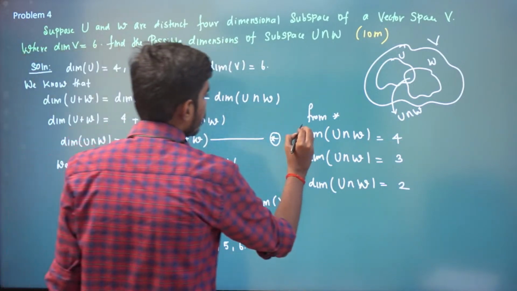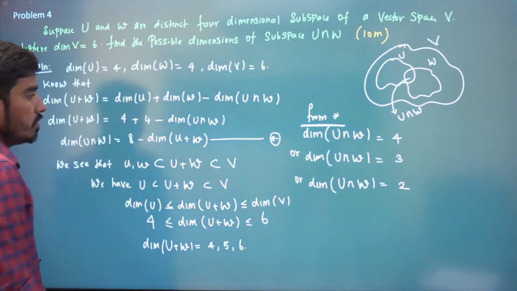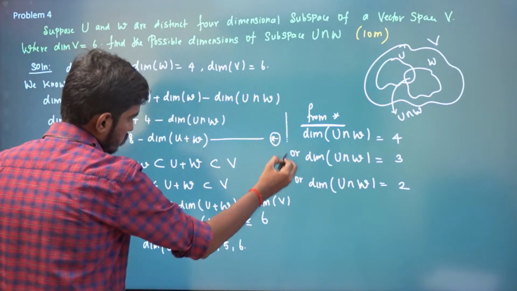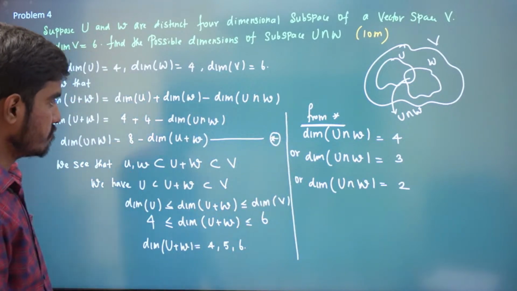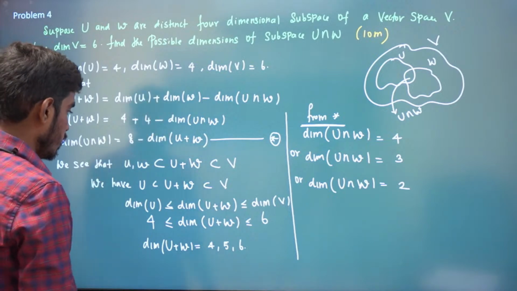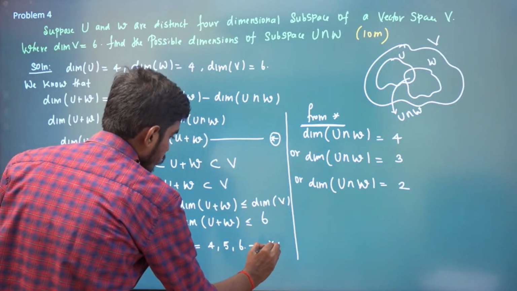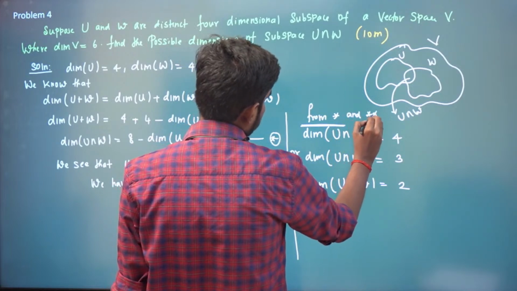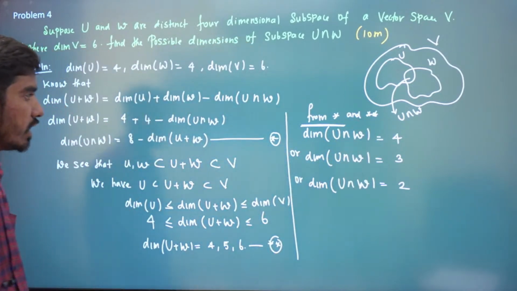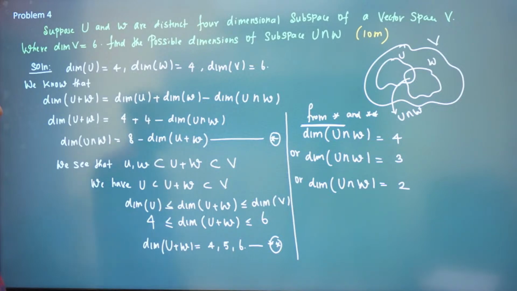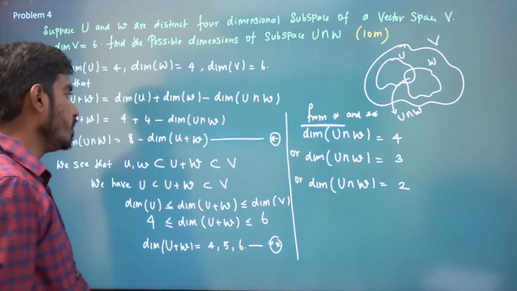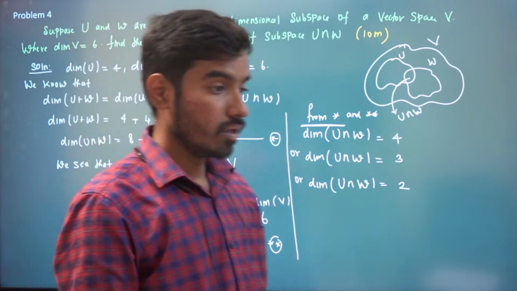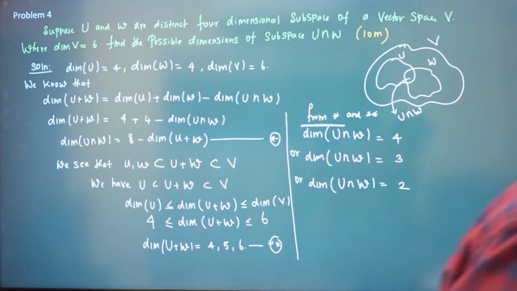So from star, let us call this double star. So from star and double star, the dimension of U intersection W can be 4, or it can be 3, or it can be 2. Now whether it can be 4, that's the next question, right? Whether it can be 4.